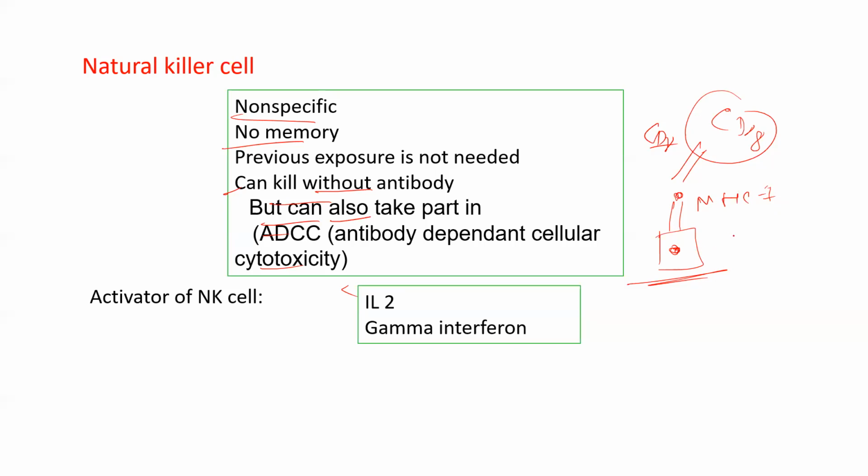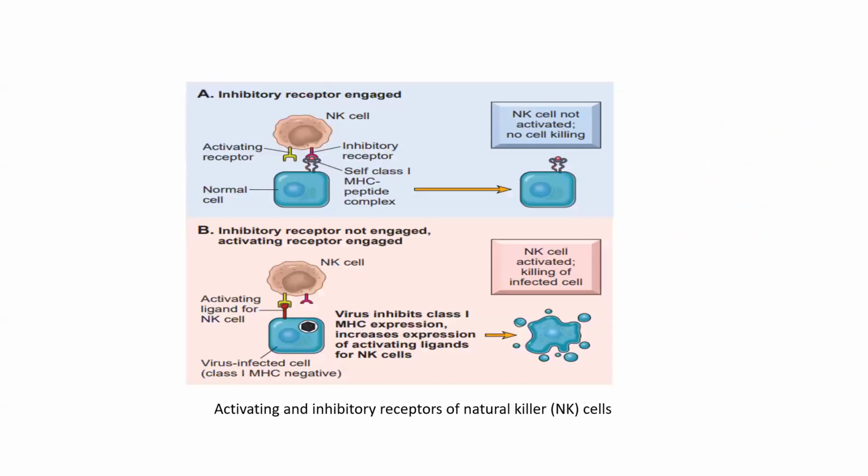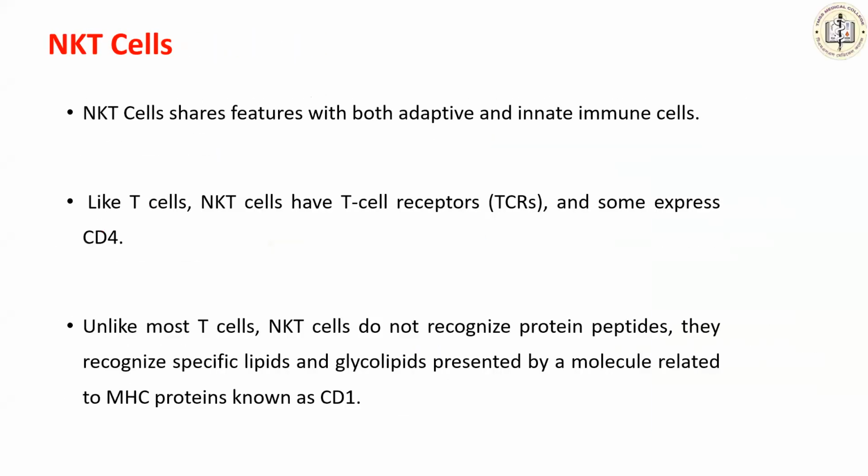Sometimes what does the virus do? The virus downregulates the expression of MHC1. At that time, the natural killer cell will kill the virus-infected cell that does not have MHC1. The natural killer cell actually can bind, but it will make things more complicated, so I'll discuss this another time.